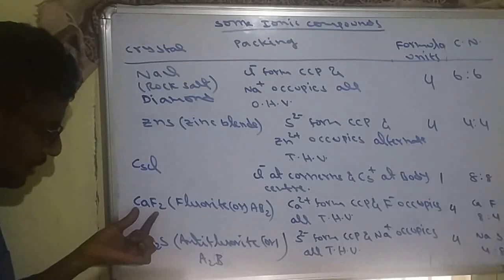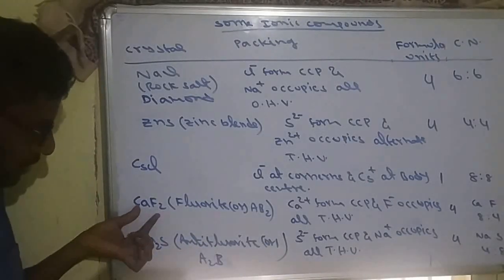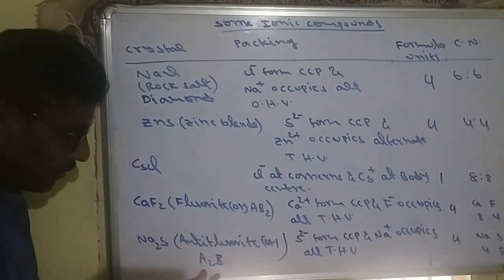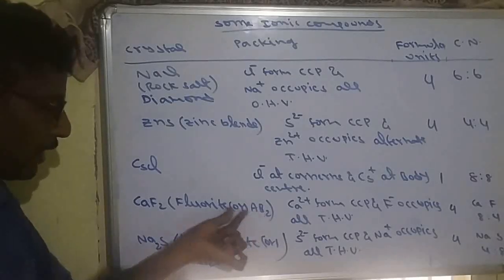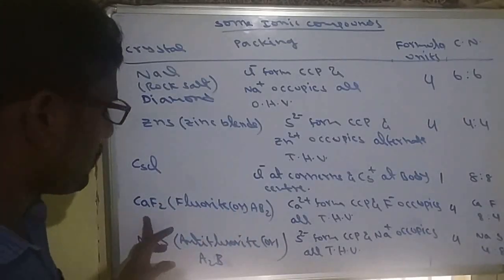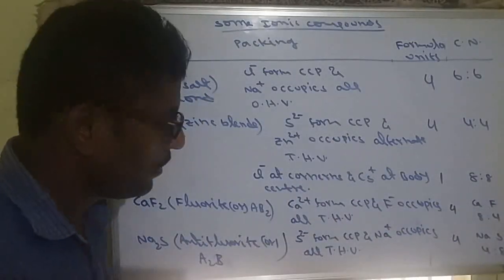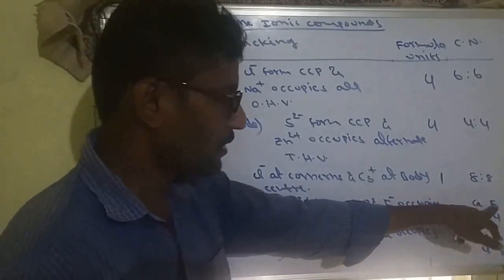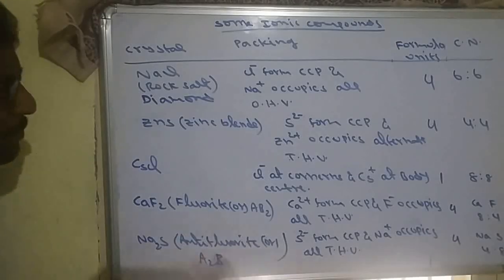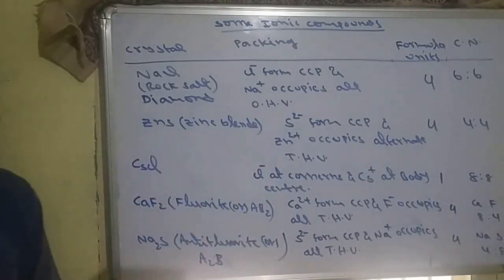Then 2 extra compounds, CaF2 and Na2S. Both are opposite to each other. CaF2 is similar to the AB2 type, and Na2S is similar to the A2B type. So the AB2 type is called fluorite, and the A2B type is called antifluorite structure. Here Ca2 plus forms CCP and F occupies all tetrahedral voids. The coordination number is as usual. So this table you just have to practice, it is a very simple table. You have to practice this table, because questions will come from this also.